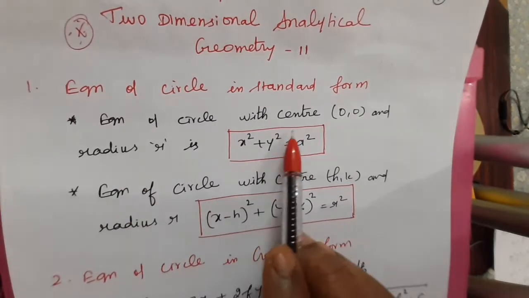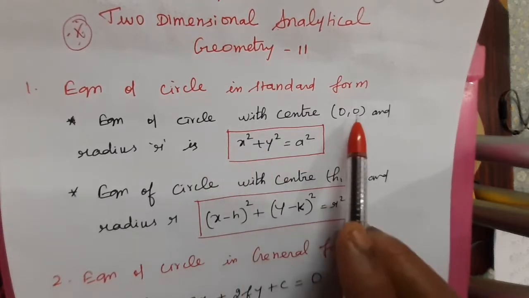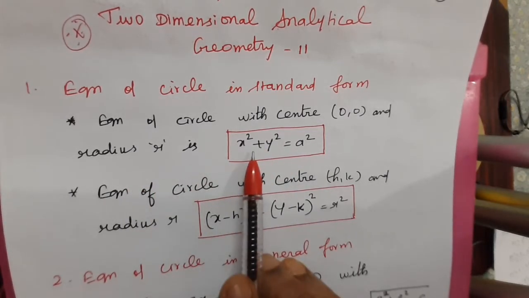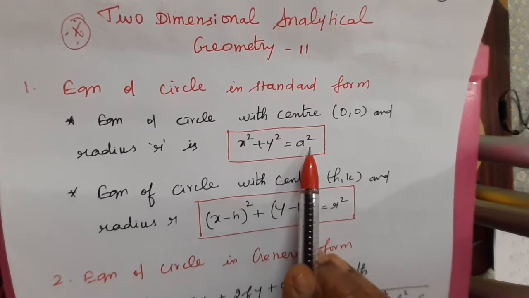What is the equation of the circle with the center 0, 0 and radius r? The center is 0, 0 and radius r, so the formula is x square plus y square equal to a square.